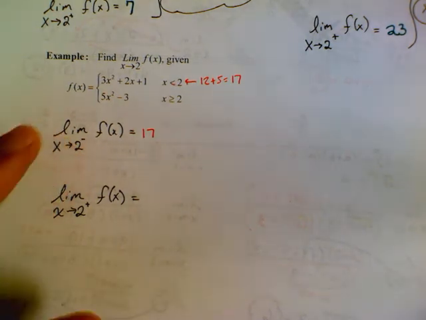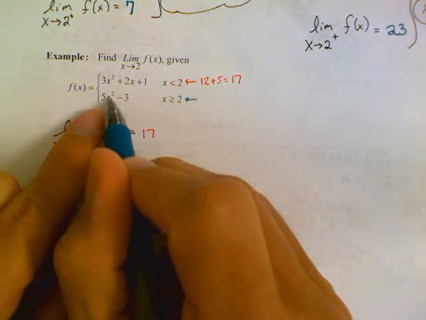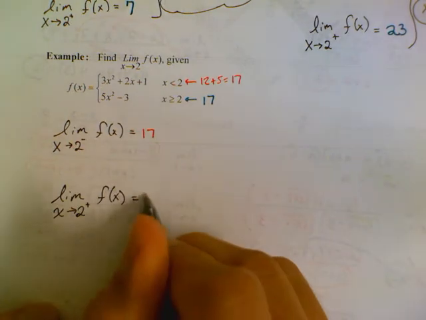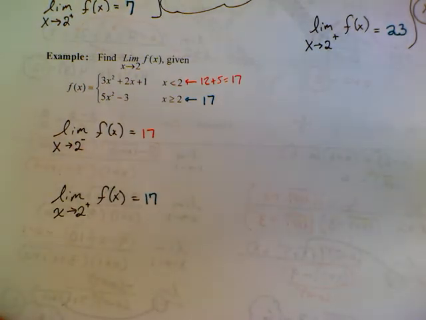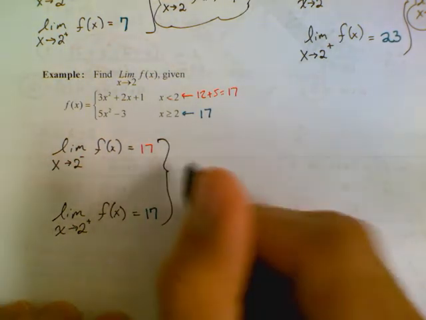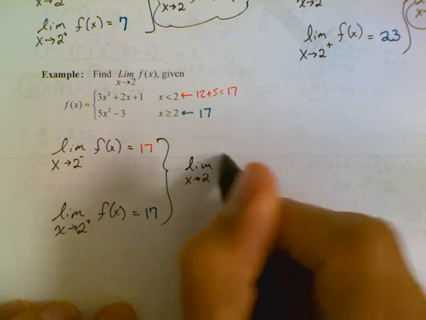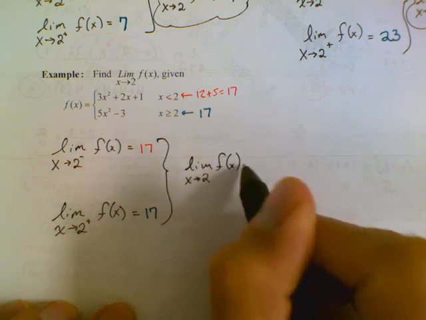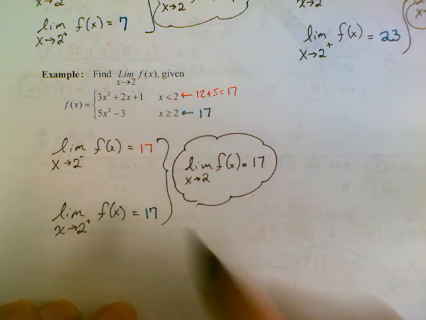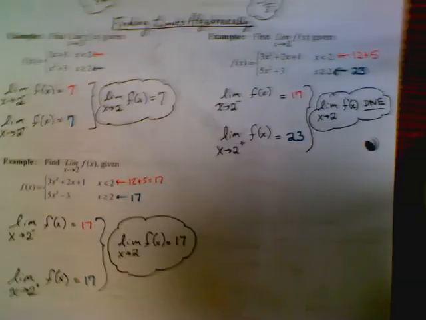This next one though, it says plug in 2, so 5 times 4 is 20, 20 minus 3, that's 17. Well, now what do we see? This time the two limit values are the same. So now I have the limit as x approaches 2 of the function equals 17. All right? So that's how you would do piecewise functions.